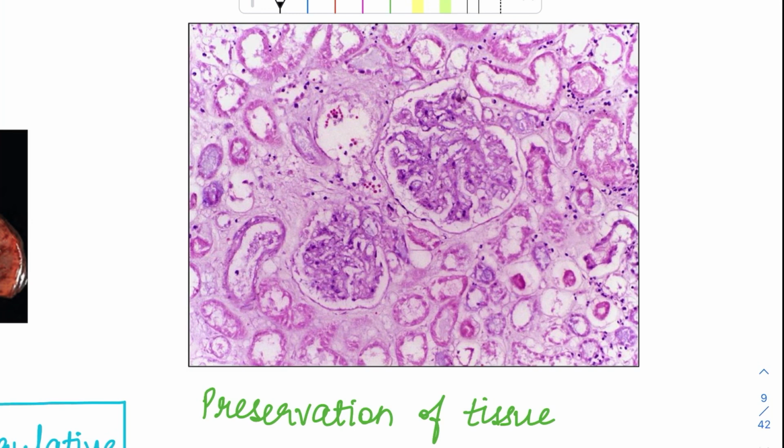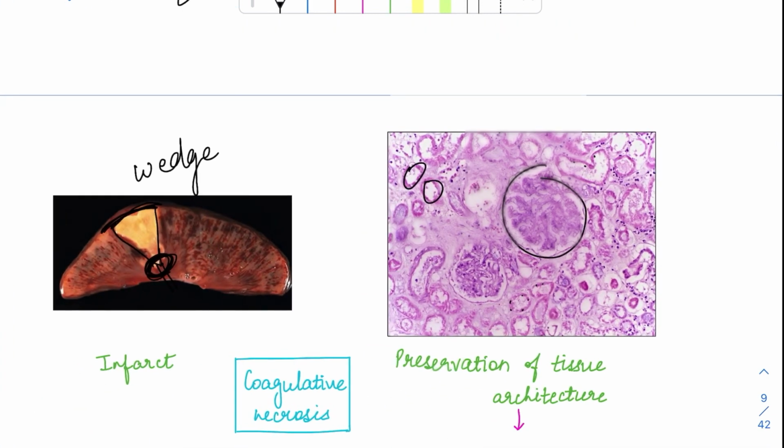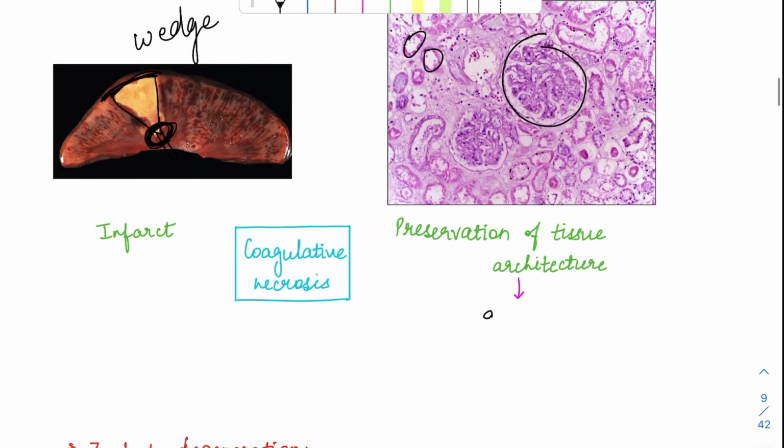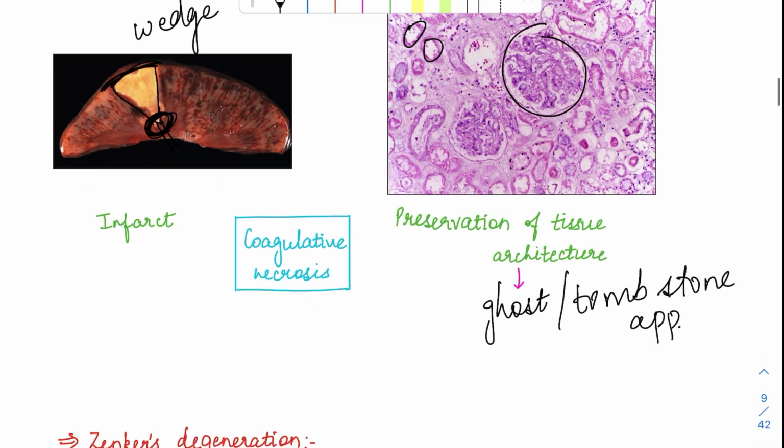So if you see, this is a kidney. So this is the glomerulus and these are all the tubules, but they don't look normal, right? They are looking kind of pale and pink, and they don't have the nucleus. So the nucleus is not there in most of the tissue here, because the nucleus has been lost by coagulative necrosis. So it gives the appearance of some ghost, right? So ghost tissue, ghost appearance, or tombstone appearance we call it. So tombstone appearance or ghost appearance is due to the preservation of tissue architecture in coagulative necrosis.